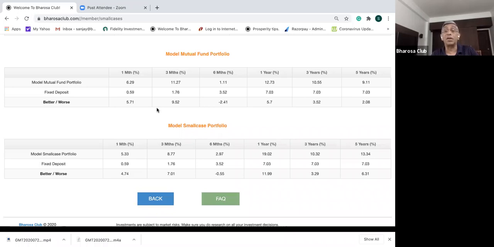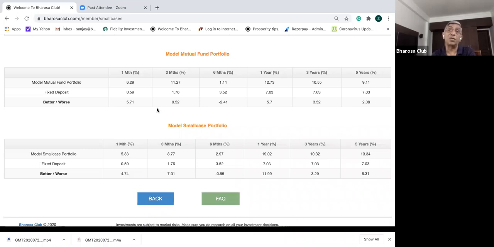What you have to realize is that in these charts, both in the small case and in the mutual funds, some of the mutual funds had shorter operating histories than 3 years and 5 years, and some of the funds have been launched relatively recently. So there has been the use of backtest data in computing these things. But one thing is exceedingly clear: in the past, both the model mutual fund portfolio and the model small case portfolio have outperformed fixed deposits by a lot.